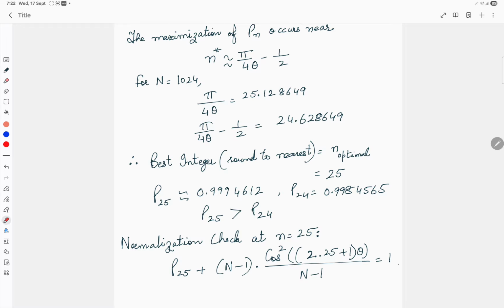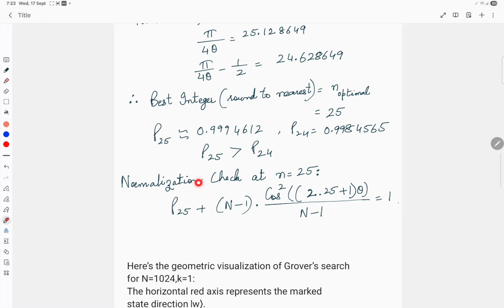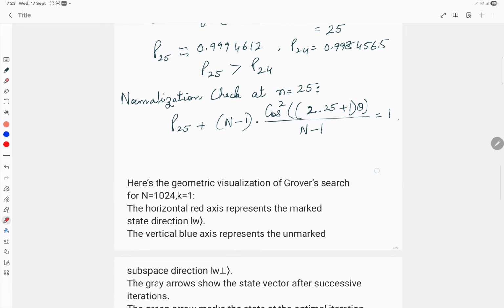one angle. We are checking it for 25 iterations. Therefore, 2 iterations we are looking for: one is 25 and one is 24. If we try to find out the success probabilities here, we will see that the success probability for the 25 iterations is more than the success probability for the 24 iterations. So therefore we will go for 25 iterations for this particular problem. And we can perform the normalization check also, where the normalized state will be equal to 1. That shows the values are quite correct.